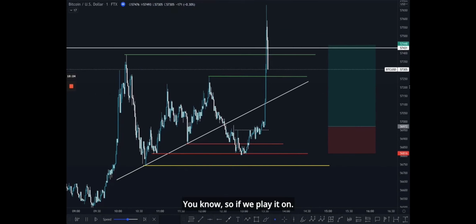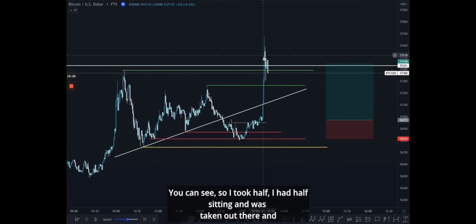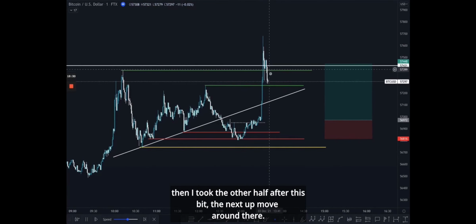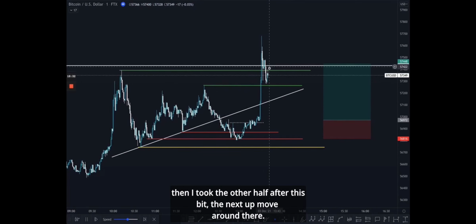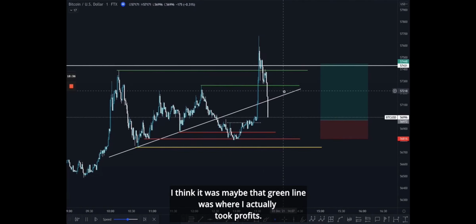If we play it on, you can see. So I took half, I had half sitting and it was taken out there, and then I took the other half after this bit, on the next up move around there. I think it was maybe that green line where I actually took profit.